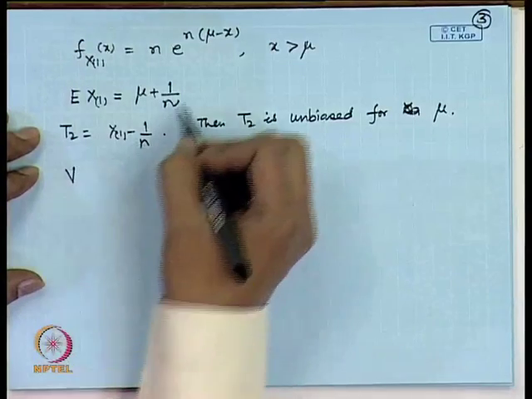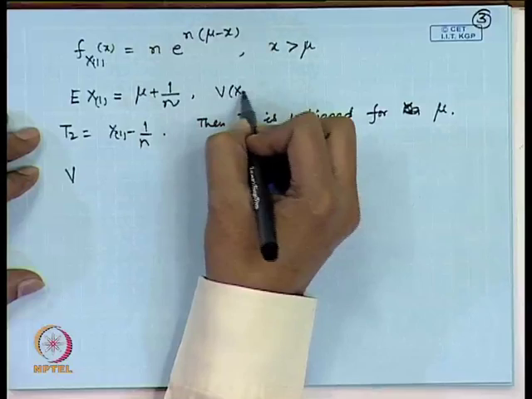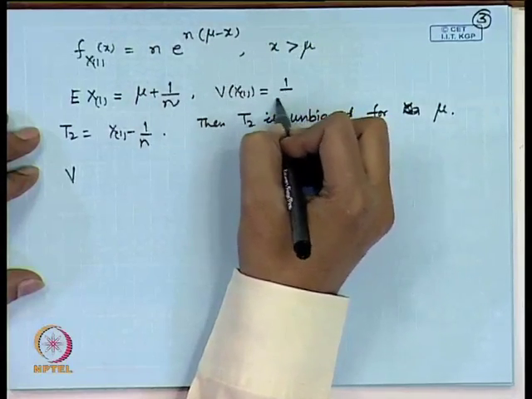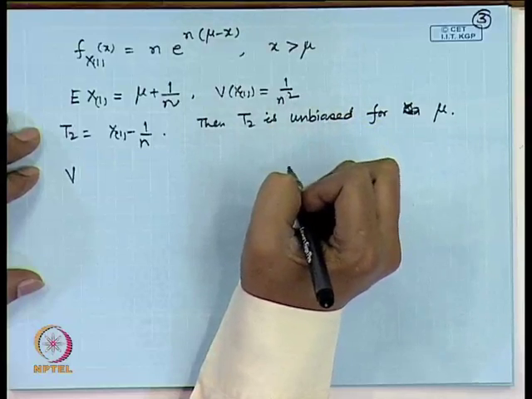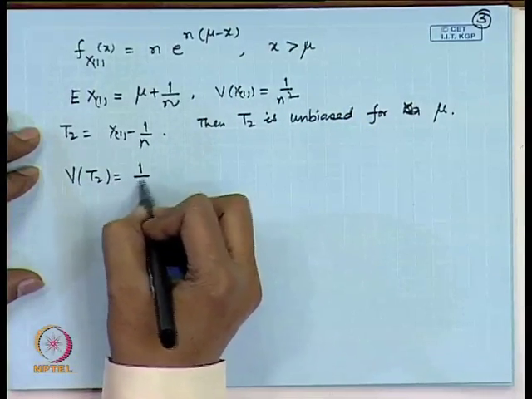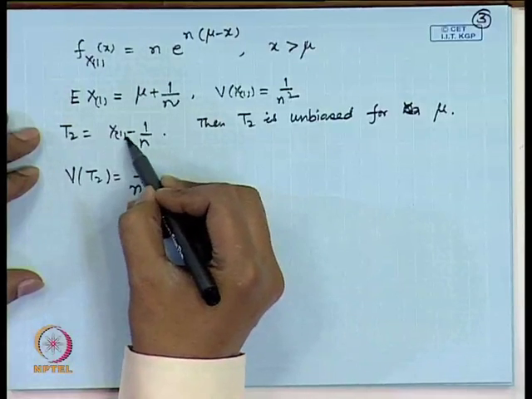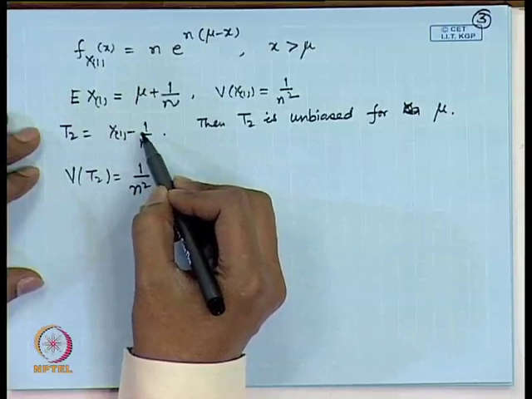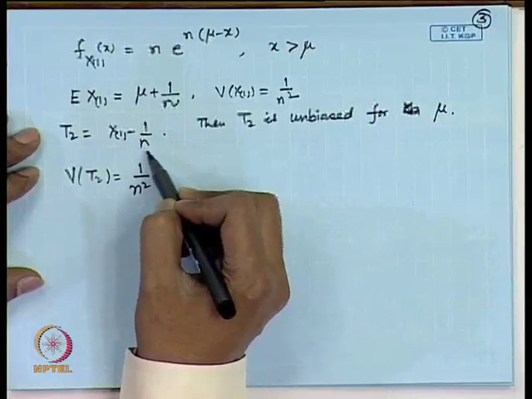Now, in this one I can consider variance also. What is variance of x1 for example? Variance of x1 here is 1 by n square. So, variance of T2 is also 1 by n square, because it is variance of x1 itself. The variance of a function does not change if I make a change of origin.